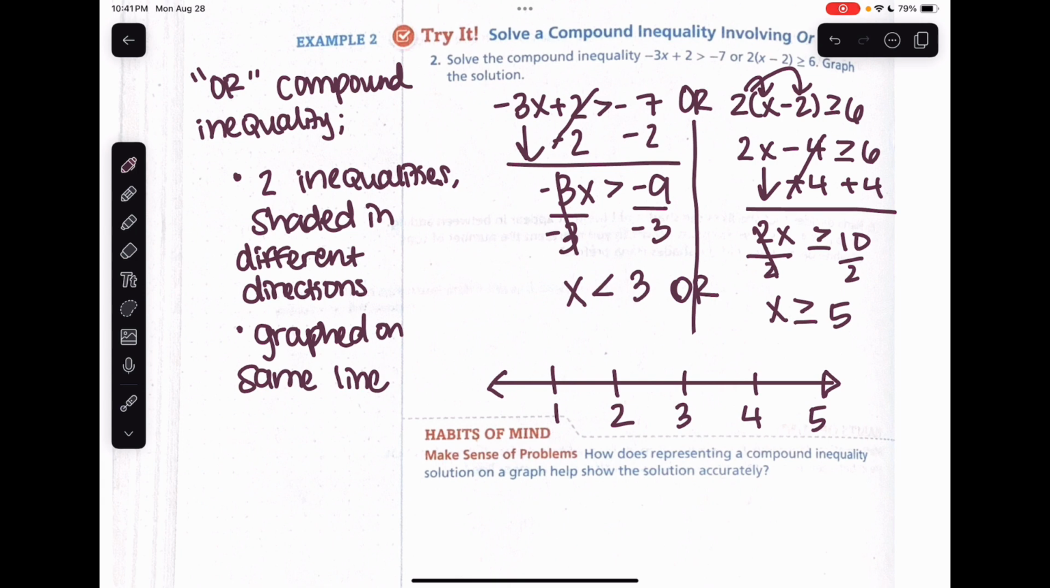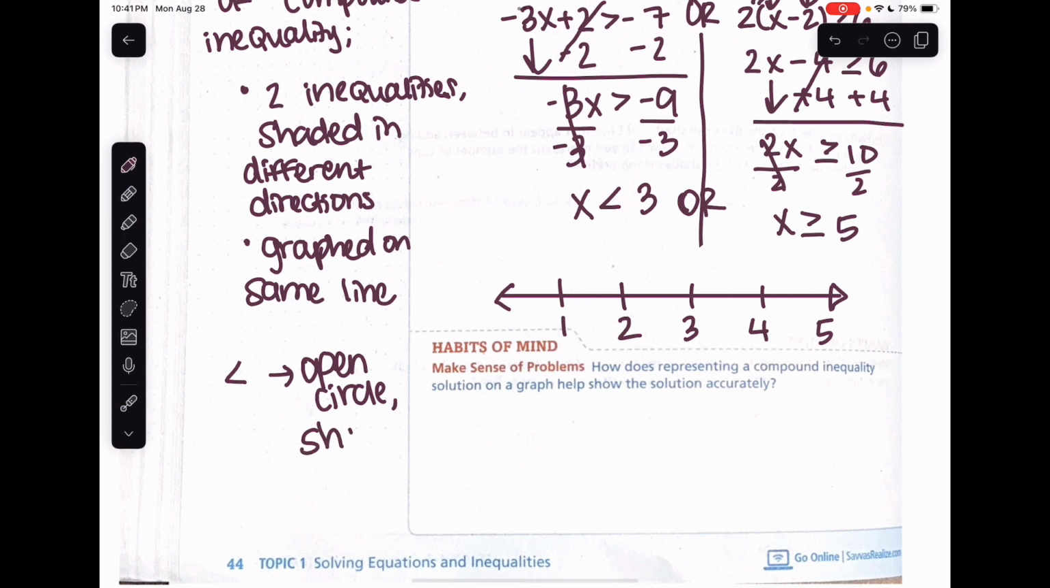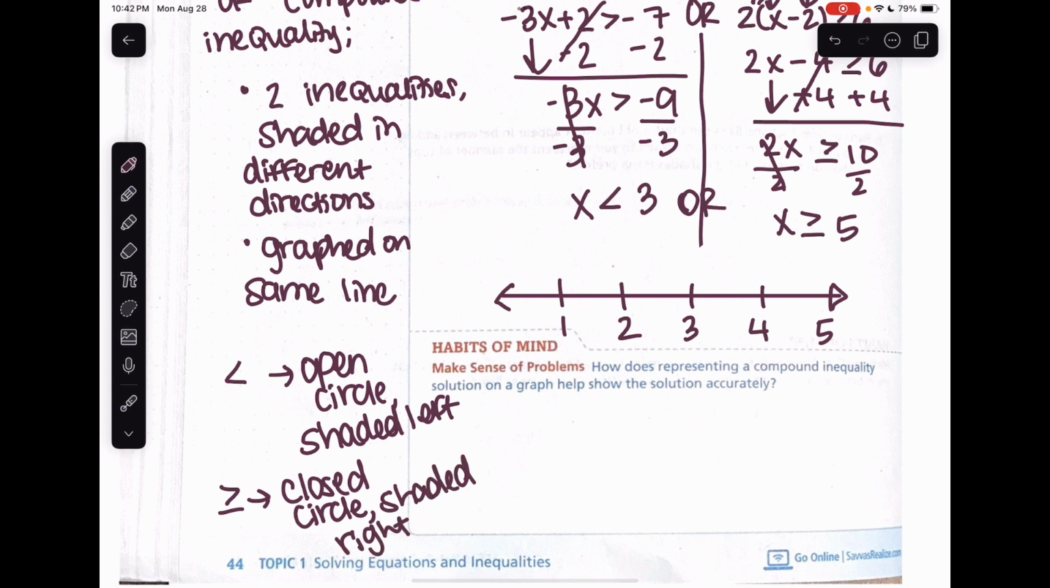So with this in mind, at 3, again, I'm gonna just put on the side of my paper here what these symbols mean. When I have less than, this means that I'm gonna have an open circle, shaded left, and when I have greater than or equal to, I should have a closed circle, shaded right. Okay, again, because any values that are to the right of 5 are going to be greater than that, and any values to the left of 3 are going to be less than that.